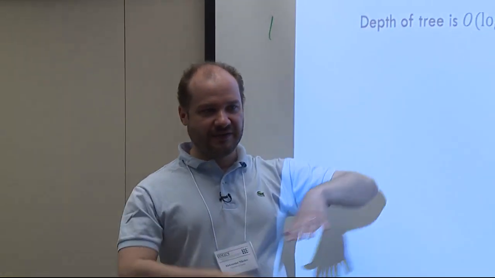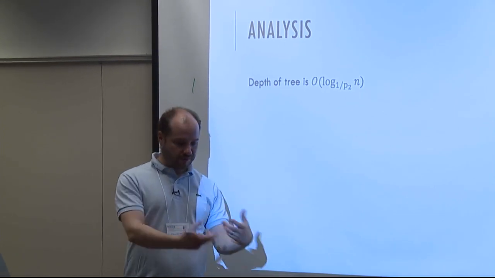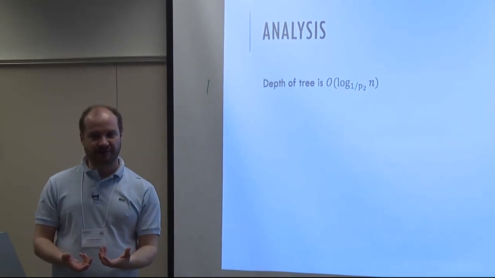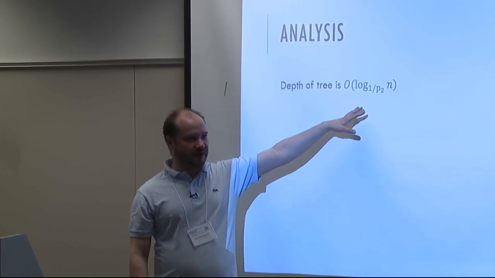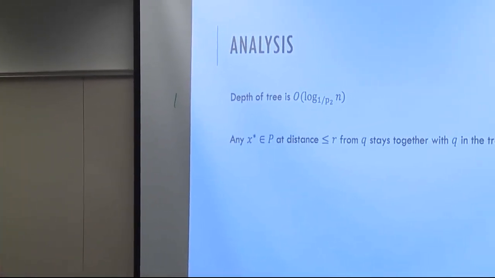Like every time I do a randomized partition, no part in the partition contains more than a p2 fraction of the points. So that's about how many times I would need to do this randomized partitioning. Okay. And now the analysis is simple.